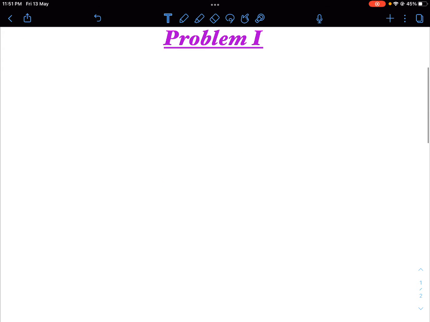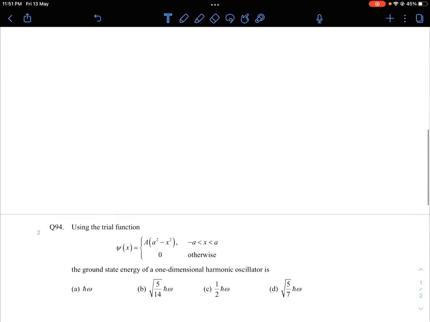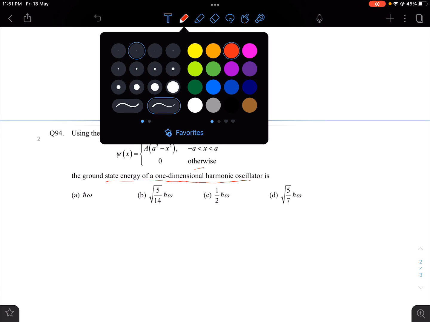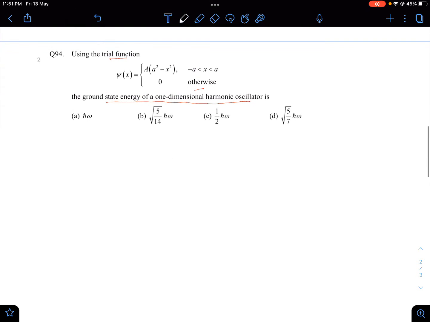So first, this is our first problem today. The problem states that we have a trial wave function which is given, and we have to find the ground state energy of a one-dimensional harmonic oscillator using this trial wave function. This problem belongs to the concept of the variation method in quantum mechanics.